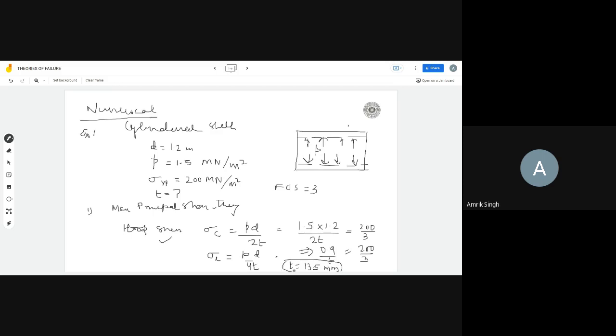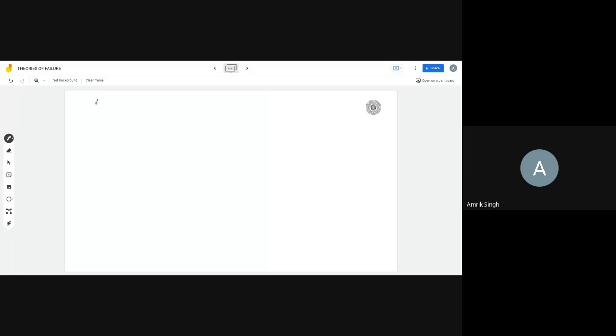Okay. Now, according to maximum shear stress theory, it will be sigma C minus sigma L divided by 2 is equal to sigma Y, that is the working stress, sigma Y.